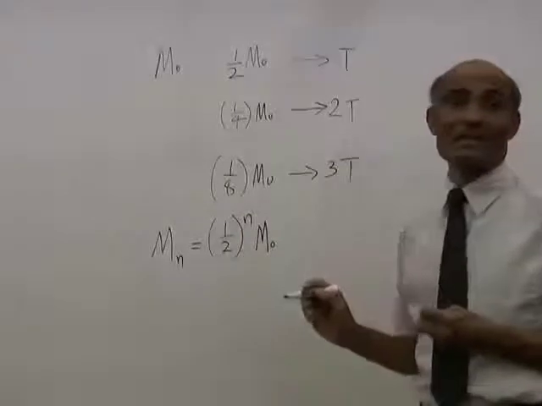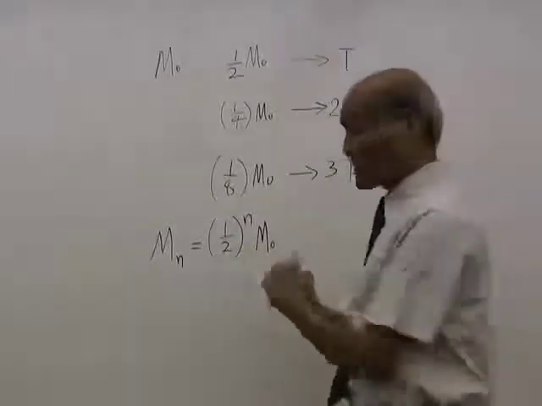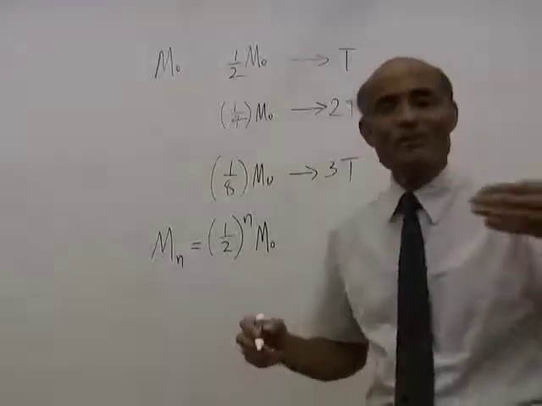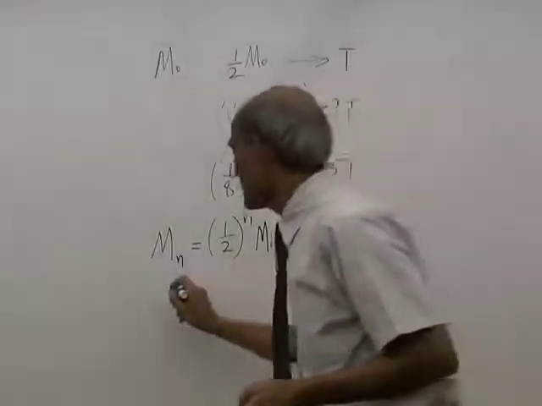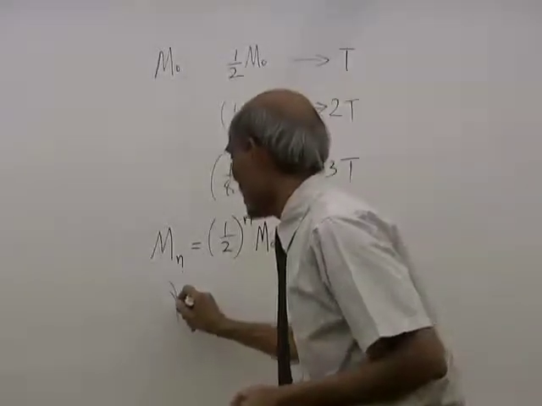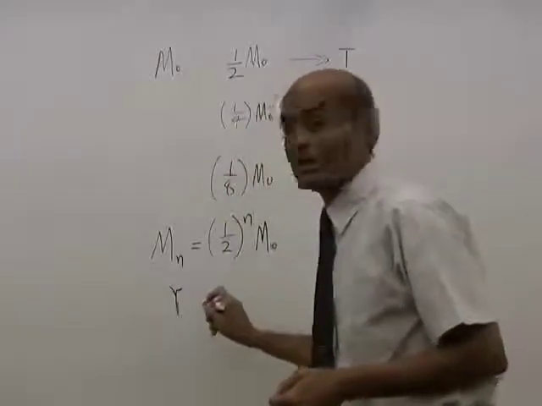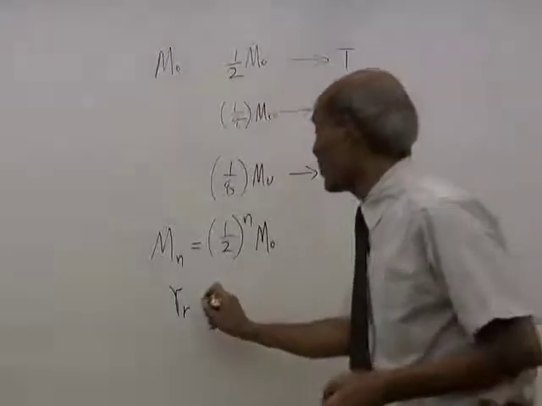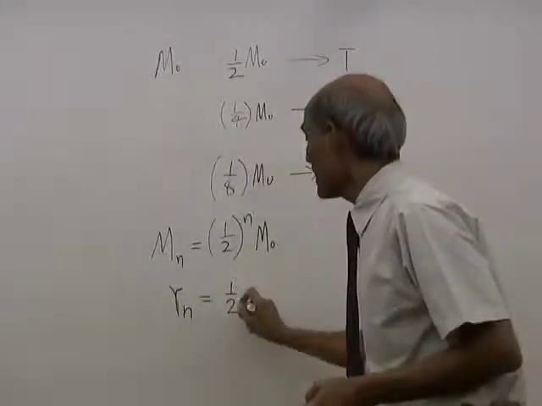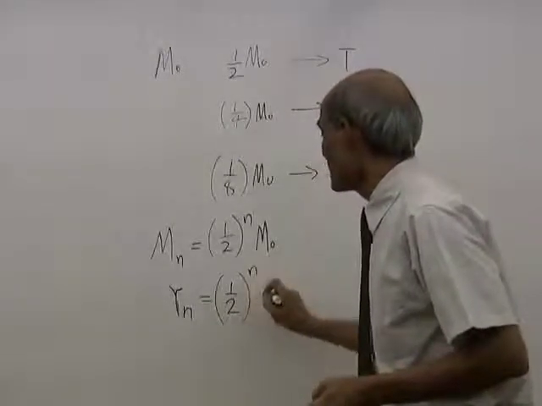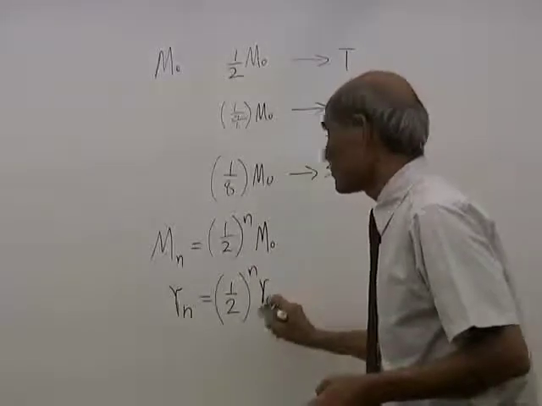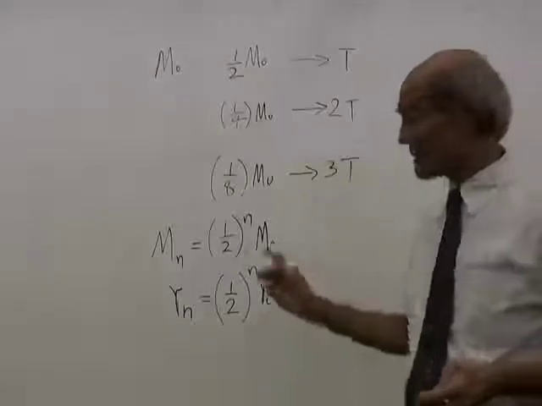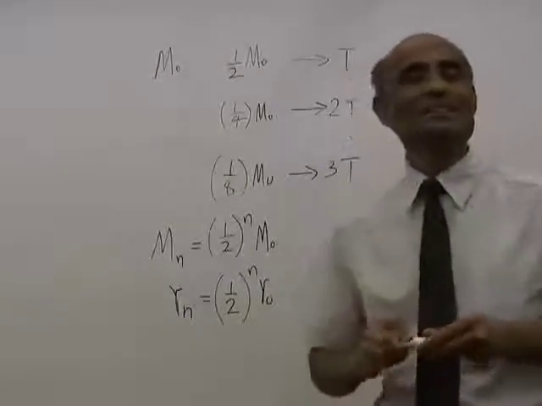So the amount of radioactive material left in the sample after n half-lives will be 1/2 to the power of n times m0. Now, the same equation can be written in terms of the rate of decay. If R is the rate of decay after n half-lives, it will be 1/2 to the power of n times R0, which is the initial rate of decay. Well, both these actually mean the same thing.